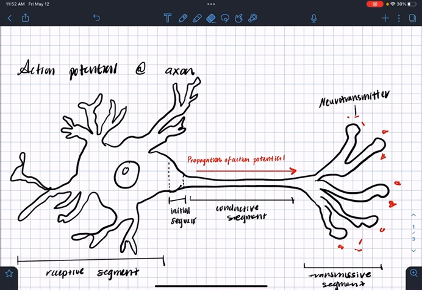But this is considered repolarization, and the voltage-gated Na channels are now closed, but they are active. So this is considered the relative refractory period, as hyperpolarization occurs as there is a continuation of outward movement of the K plus. This causes the potential to go below the resting membrane potential at around negative 80 mV.